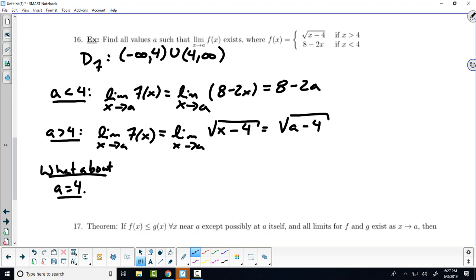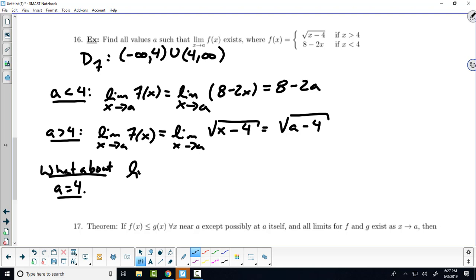Okay. And just looking at this, I sort of knew that right away. Because this was piecewise defined, and they were defined by nice, well-behaved functions, either root functions, polynomial functions, rational functions, I knew that the limit would exist everywhere on the interiors. The question is, do these two pieces of this piecewise function join up nicely? That's what we're looking at here. So really, the only place where this could have fallen apart is at a equals 4. So let's look at that.